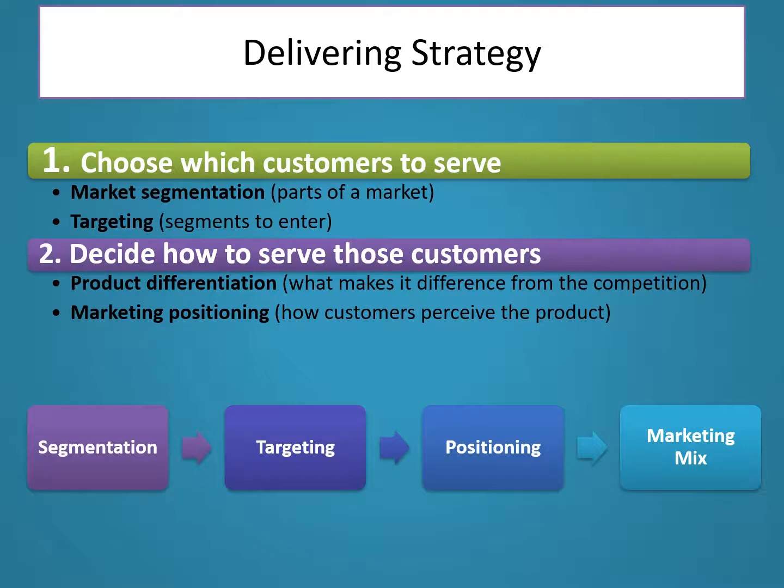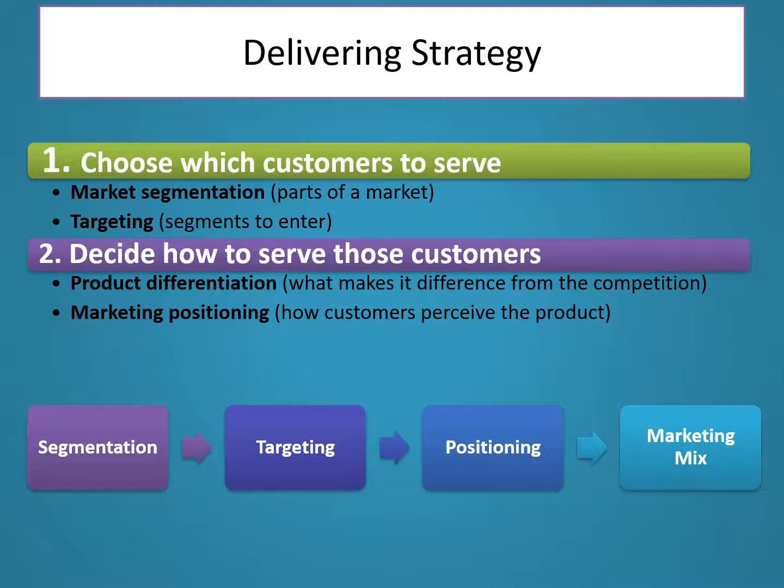Okay, so the marketing mix is there to deliver on the marketing strategy. So how does it actually do that? First of all, you need to choose which customers to serve. So that's your market segmentation, so what parts of the market, and then targeting, so what segments to actually enter. Then decide how to serve those customers. So think product differentiation. Are you going to give what makes you different to someone else?